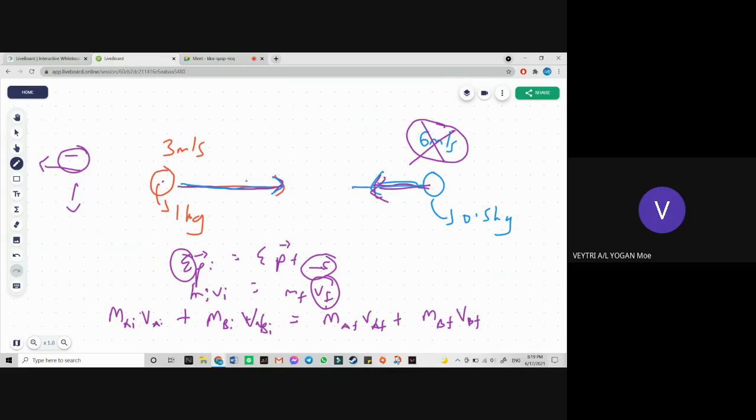Lepas tu masa dia balik, dia dipantul like this. It didn't balik straight macam tu. Dia balik bawah sikit. And the angle over here is 30 degrees. Now, you have to find the momentum kan?